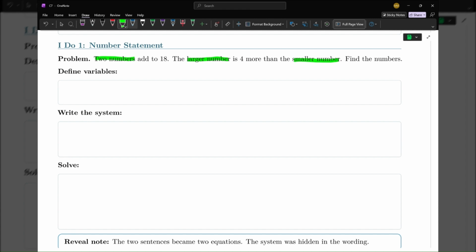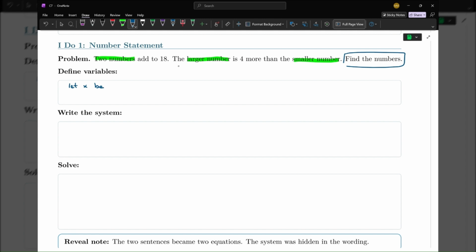Now, once I've diagnosed the system, the first thing I recommend doing is define the variables. So I always look at what the question is asking me to do. Here the question is saying find the numbers, so what are the numbers? I'm just going to define the variables. I can be creative here, I don't have to be. I don't usually like being creative, so I'm going to simply say let x and y be the numbers.